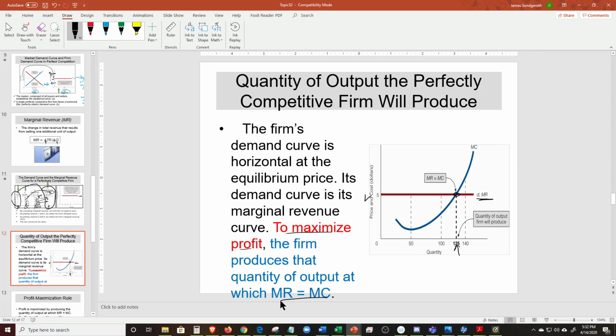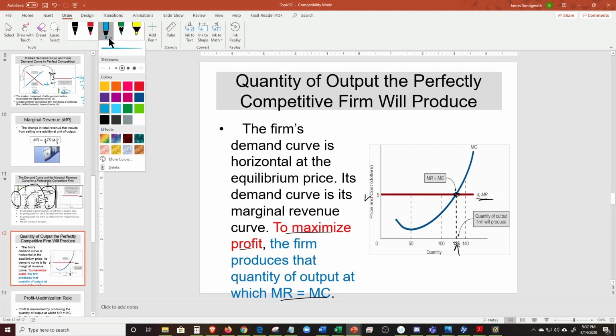And the reason for that, what can I do? We've got red and blue. Can we have a different color here? Let's see if we can't get a different color. What color should I choose? How about a nice green? All right.